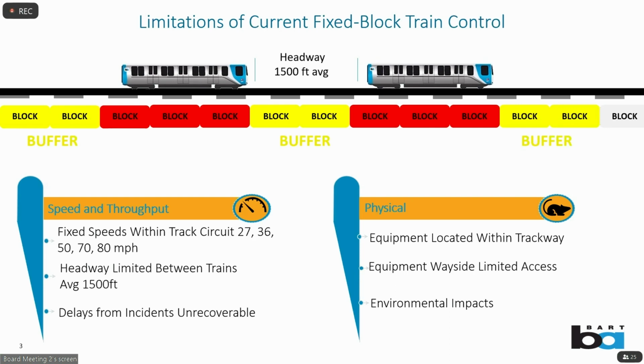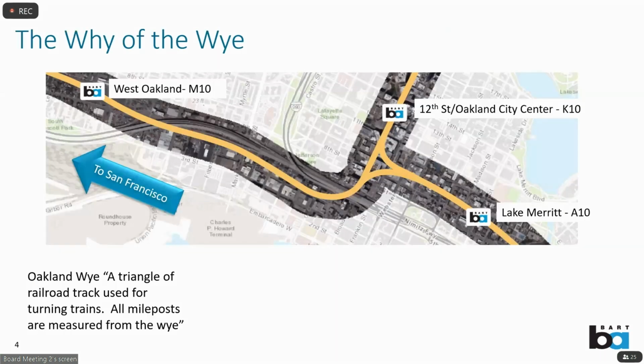There is also a significant operational limitation to understand. The Y. We mentioned it earlier. Here you are looking at the Y. Did you know it's spelled W-Y-E? And it is a triangle of railroad tracks used for turning trains. There's actually a technical definition for that. There is a series of tracks in the center of Oakland, and we know where it is. It's between 12th Street, Lake Merritt, and West Oakland. It is the heart of BART that pumps trains through the system.